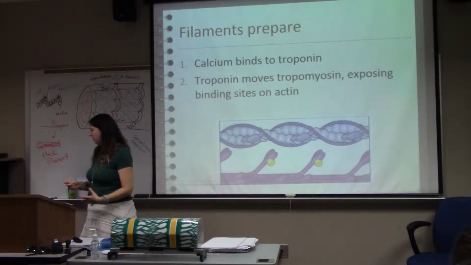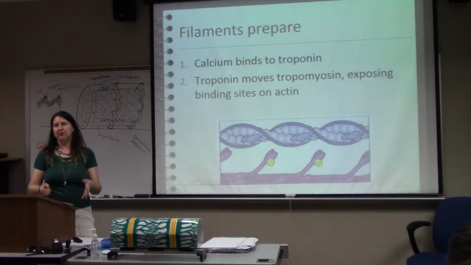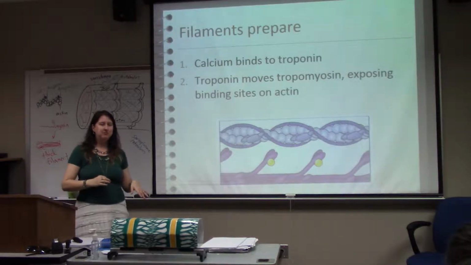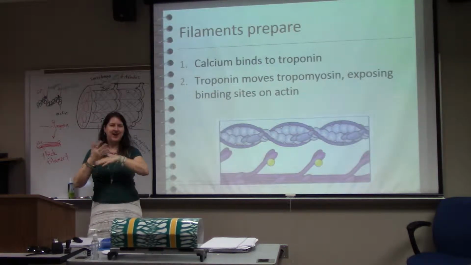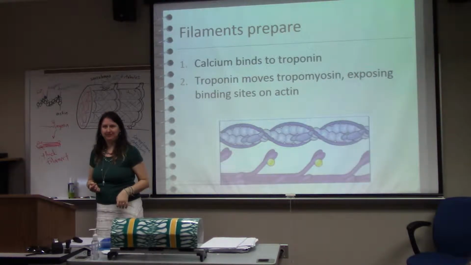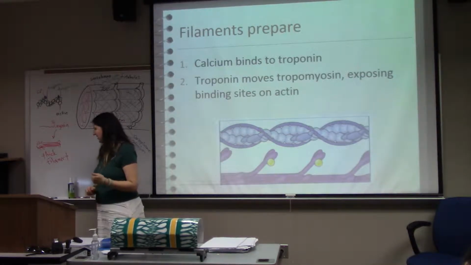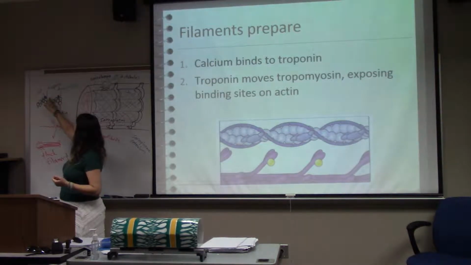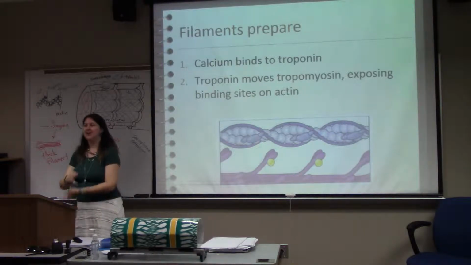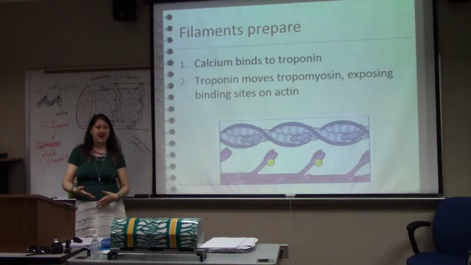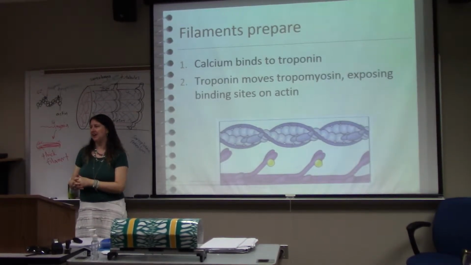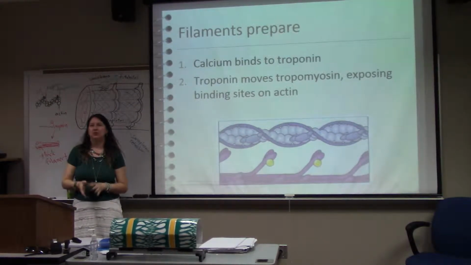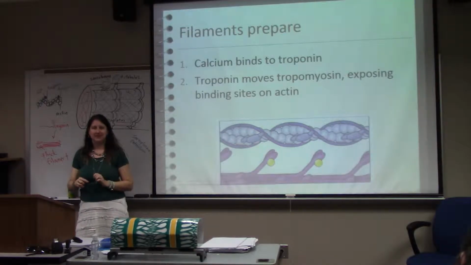So if the troponin is the traffic cop who can move the roadblock, the calcium is the signal on the walkie-talkie telling him that it's time to open the road. So when the calcium binds, the troponin moves the tropomyosin. That exposes the binding sites on the actin, and it's all ready to go. Questions on filament preparation?